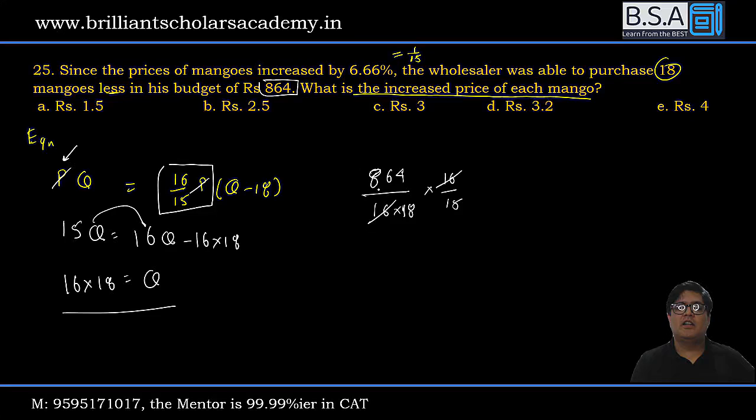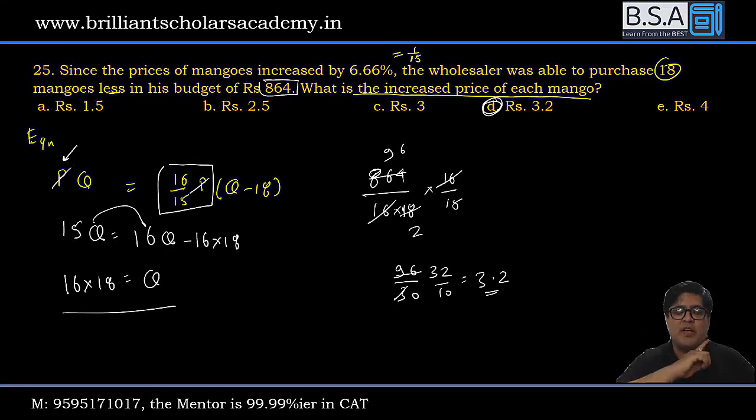16 cancelled. 864 upon 18 into 15. जो जो कैंसिल होता है कर दो. ये 9 का मल्टीपल है into 2. 9 into 9, 81. 54 is 6. So what I have is 96 upon 30. तो ये cancel, 32 upon 10. So the price of a single mango is 3.2. नया प्राइस पूछा है, पुराना मत निकालना. Don't find the old value. वो आप मिस्टेक कर दोगे आप वहां पे. Can be solved very easily with equations.